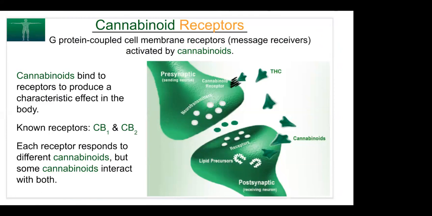So the endocannabinoid system is made up of cannabinoid receptors. These receptors bind to cannabinoids like CBD and THC to put our body into balance. Some of the known receptors are CB1 and CB2 receptors. They're looking for CBD, they're looking for THC, they're looking for CBN and CBC and CBG. They're looking for all of these cannabinoids to help the body be back in balance and to have a characteristic effect on the body.